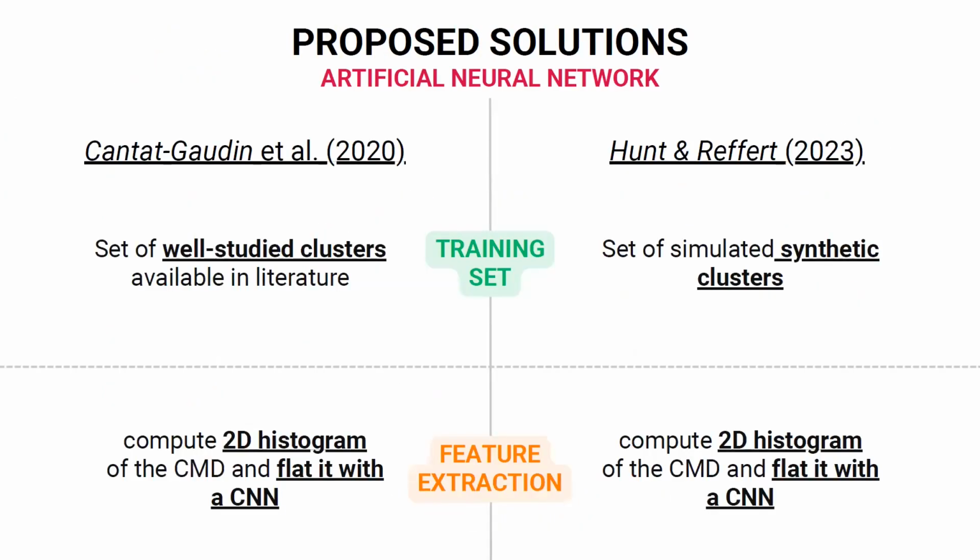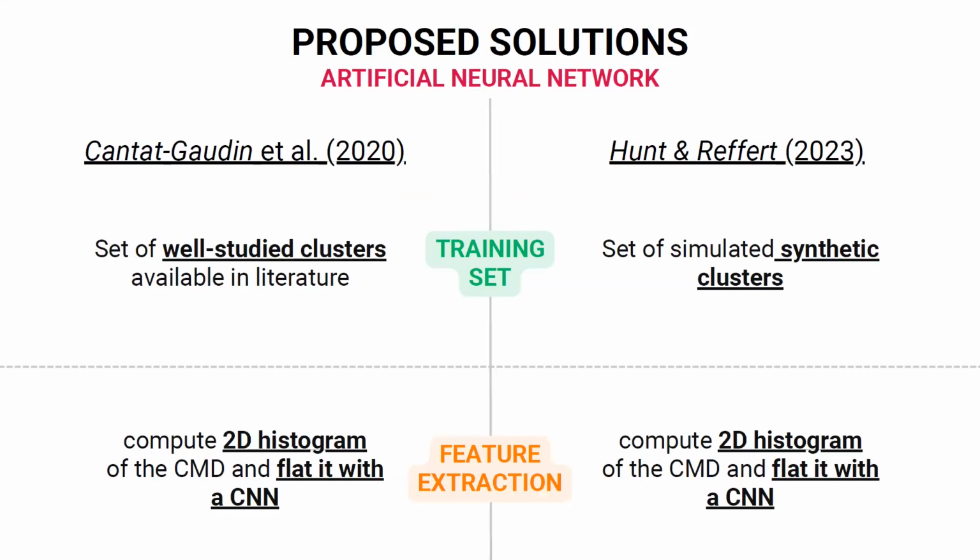Recently, two other solutions have been proposed for this. There are actually three models with artificial neural networks, because there is also mine, of course, but I'm here to present you these. These have been proposed in the literature. And again, you see that they made slightly different choices in the training set. Tristan in 2020 was the first one that tried this. He trained the neural network with well-studied, real clusters. On the other side, Emily last year used simulated synthetic clusters.